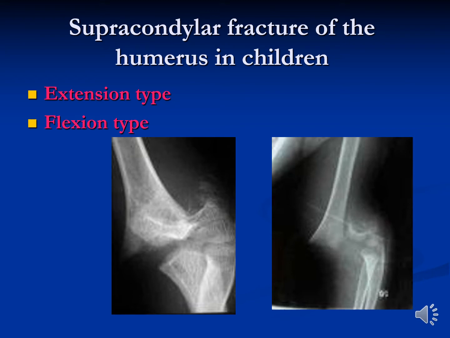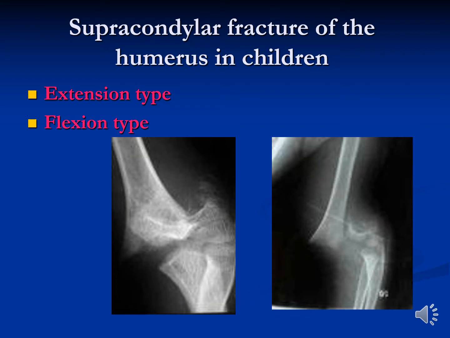Mechanism of trauma, either direct trauma or indirect trauma. Indirect trauma is the most common. Falling on the outstretched hand with the elbow extended can lead to supracondylar fracture of the humerus. Direct trauma by falling on the elbow joint.